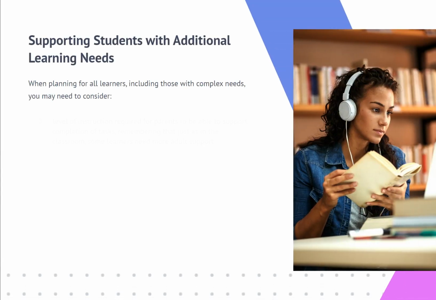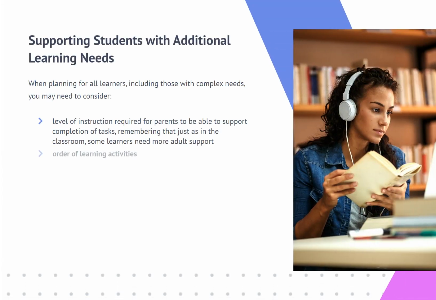When planning for all learners, including those with complex needs, you may need to consider level of instruction required for parents to be able to support completion of tasks, remembering that just as in the classroom, some learners need more adult support. Order of learning activities, indicating time expected to take to complete the task. Ways to keep motivated or track progress.